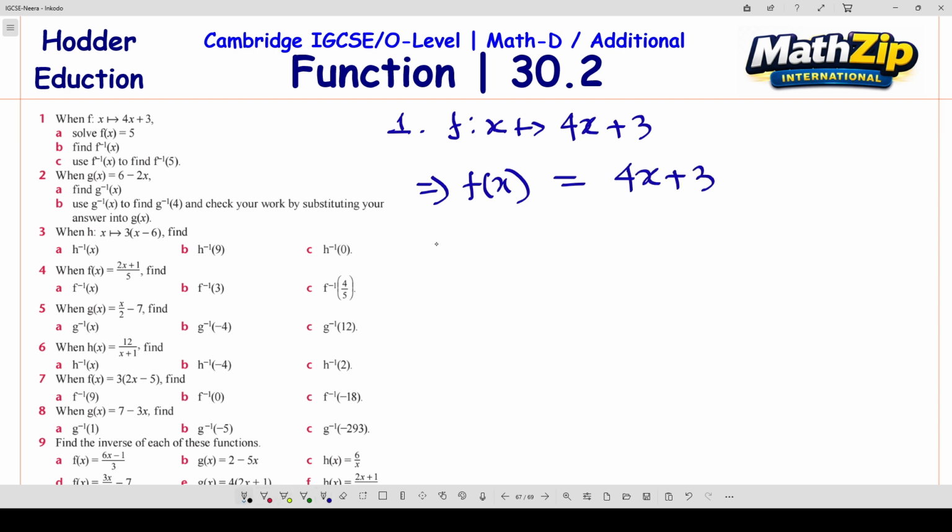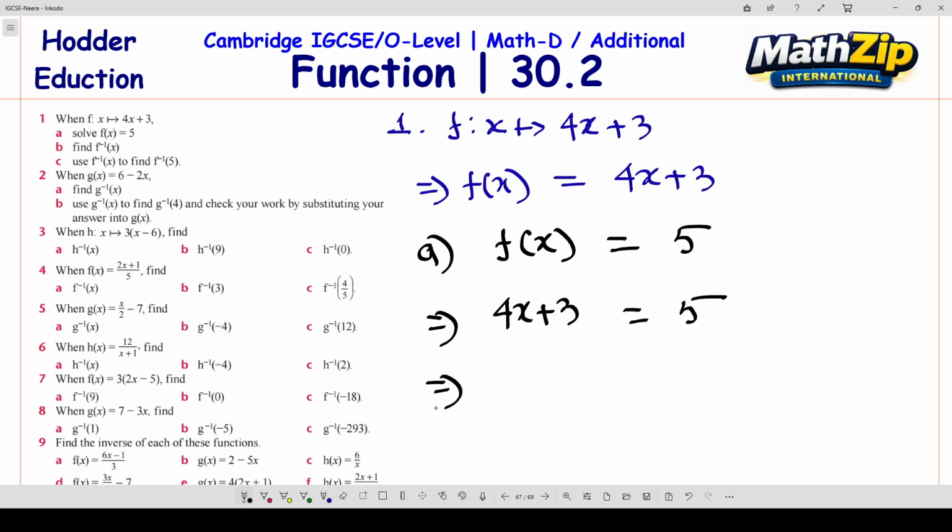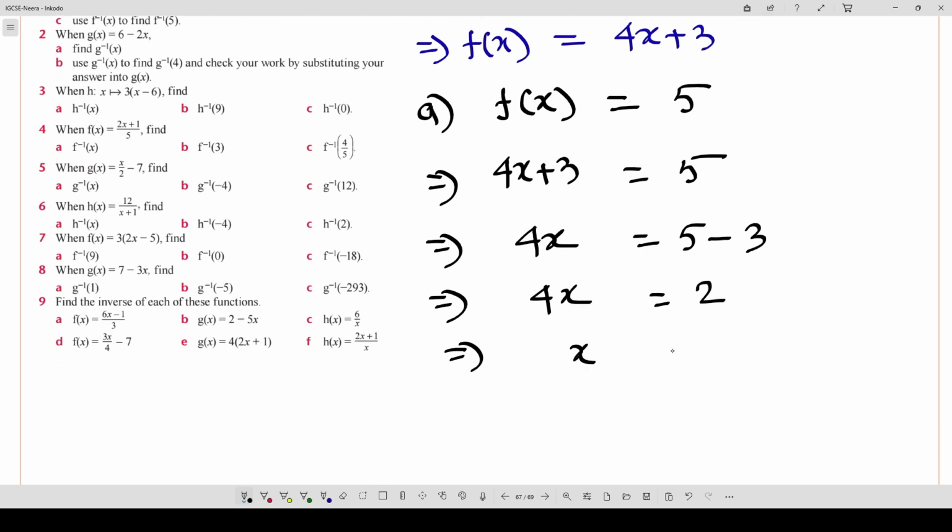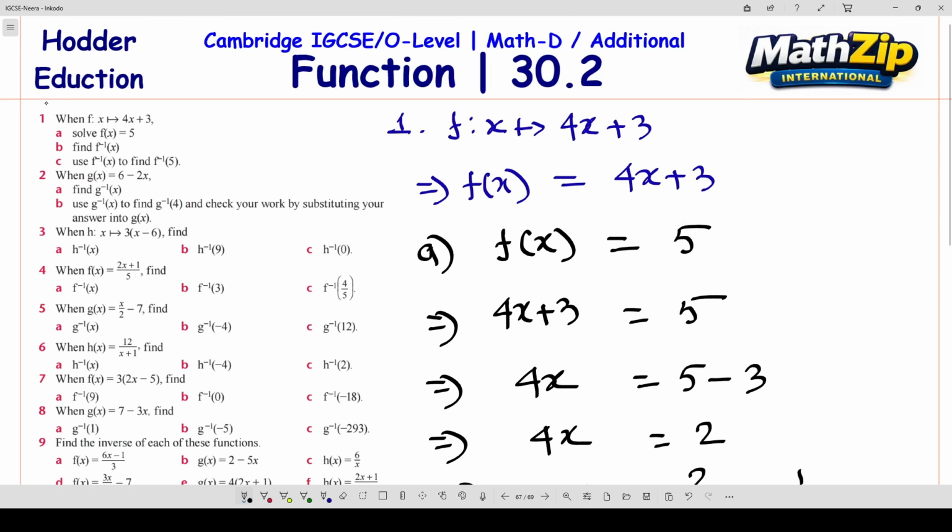For part A, we have to find x such that f of x equals 5. So f of x equals 4x plus 3 equals 5. Then we can subtract 3 from both sides. We will get 4x equals 5 minus 3, which is 2. Then we can divide both sides by 4. We will get 2 divided by 4 equals 1 by 2. So part A is done.